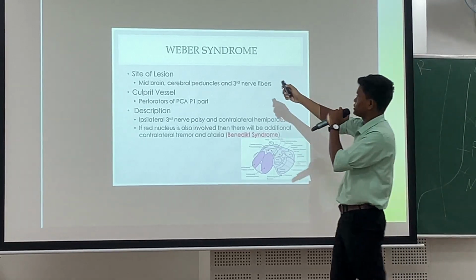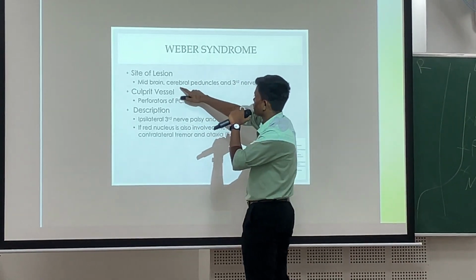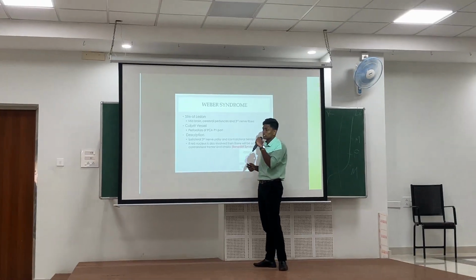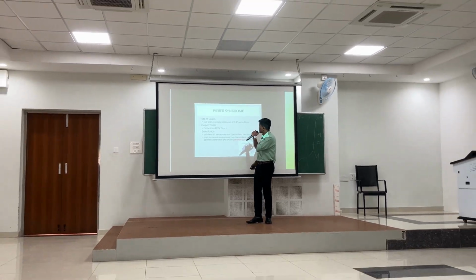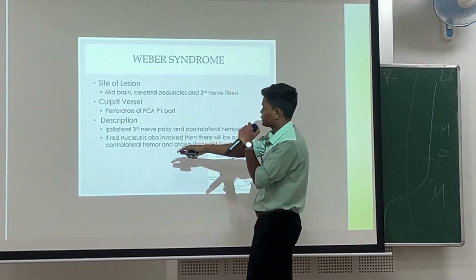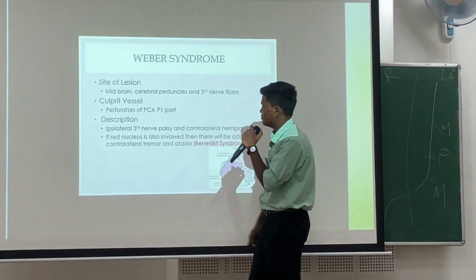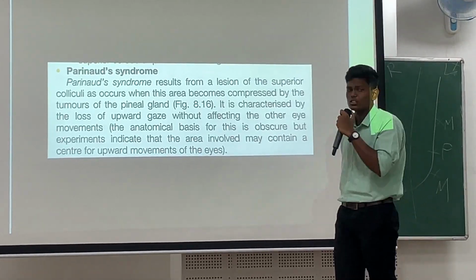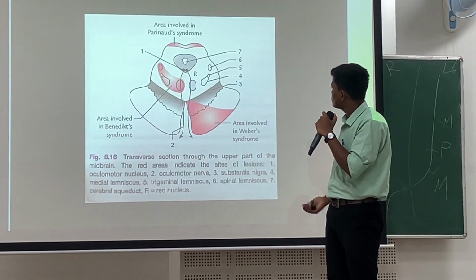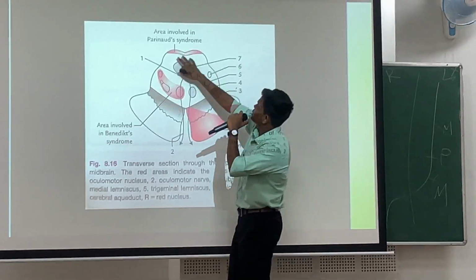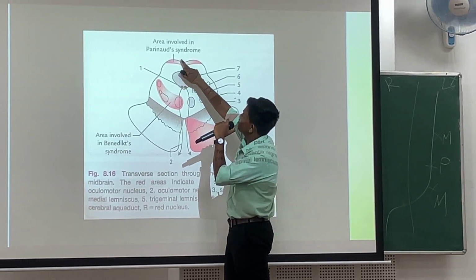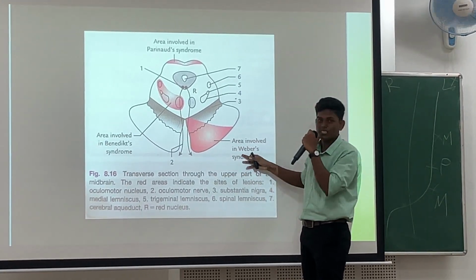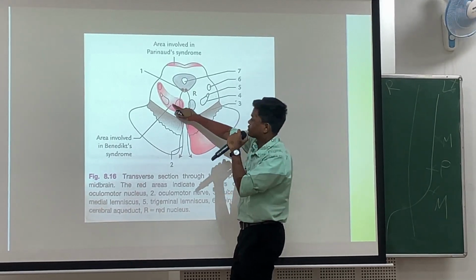This one I was talking about is Weber's syndrome. It occurs due to a lesion of the cerebral peduncle, which is supplied by the posterior cerebral artery. The manifestations are ipsilateral third nerve palsy. Parinaud syndrome is a lesion at the superior colliculus. This is the diagram showing the lesion of Parinaud syndrome, this one is Weber syndrome, and this one is Benedict syndrome.